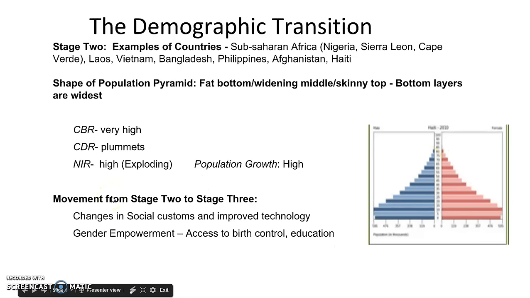So what changes move countries from stage 2 to stage 3? We have to have changes in social customs and improved technology. You need education. You need greater wealth. But the true crucial component here from stage 2 to stage 3 is gender empowerment. You need access to birth control, access to education. You have to think to yourselves, what leads to lower birth rates? How can we control our birth rates, have fewer babies being born? Well, typically it's gender empowerment and access to birth control and education. That is what's keeping many countries in stage 2: the status of women and their beliefs about the status of women.